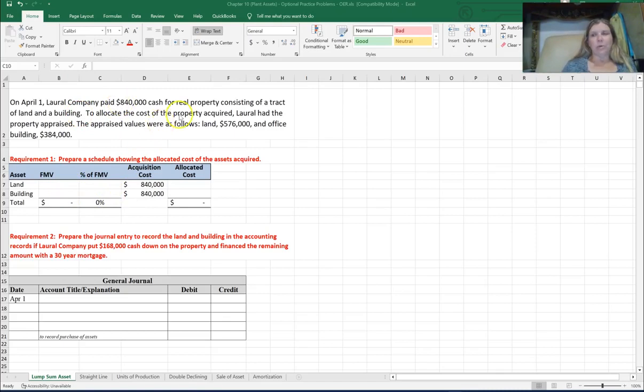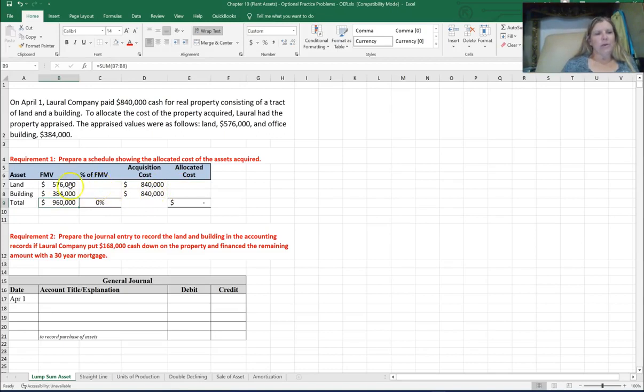That's what we're going to determine today. So they had an appraisal done, and it says the appraisal of the land is $576,000 and the building is $384,000. So let's plug these in: $576,000 for the land and $384,000 for the building. So you can see that the appraisal was $960,000, but we only paid $840,000 for it. So we can't use these numbers because we're putting it on the books at what it cost us.